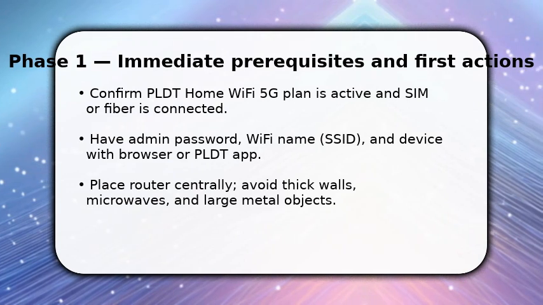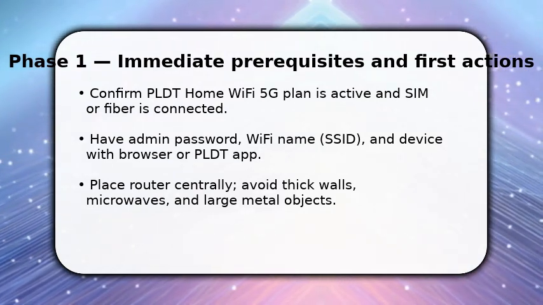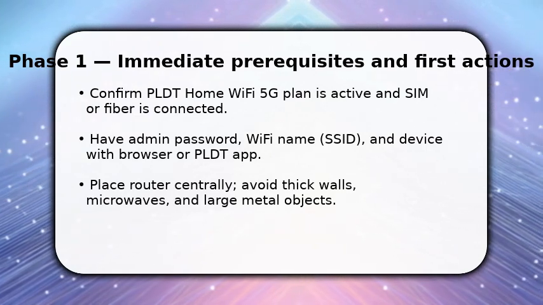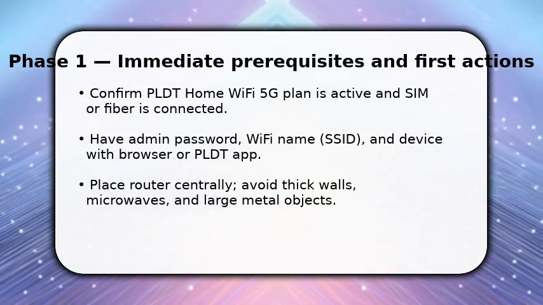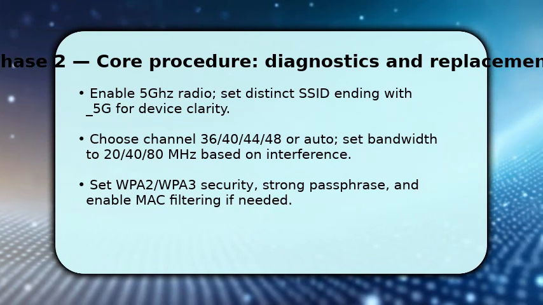Once logged in, check firmware version and signal mode so you know whether the unit is in 5 GHz mode or mixed mode, which affects range versus speed. Now configure the 5 GHz network so you get fast, reliable wireless.